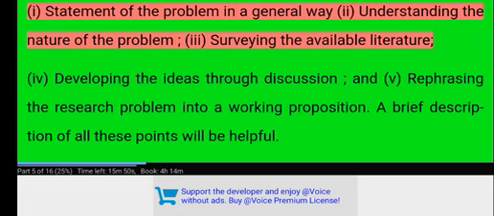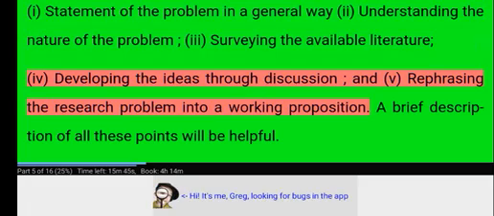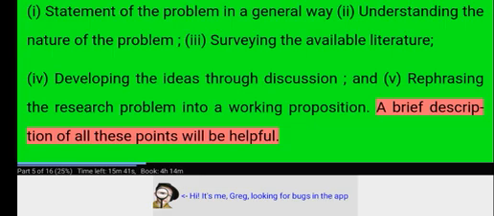I. Statement of the problem in a general way. II. Understanding the nature of the problem. III. Surveying the available literature. IV. Developing the ideas through discussion. And V. Rephrasing the research problem into a working proposition. A brief description of all these points will be helpful.